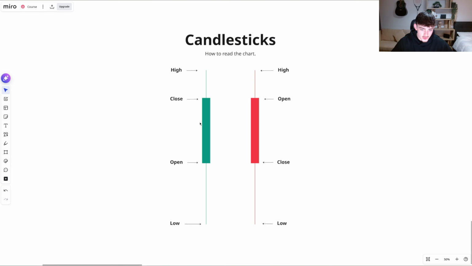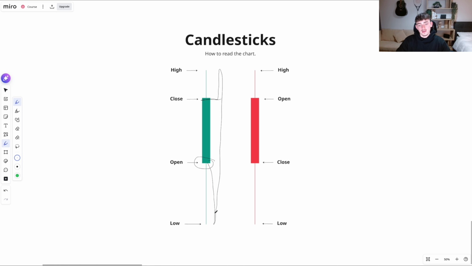So on the left, the green candle is a bullish candle. This means it's going up, right? And on the right, we have a bearish candle, which is red, which is going down, okay? So with the bullish candle, we open here and then price comes down. We then move up. We come up to here and then price closes here.